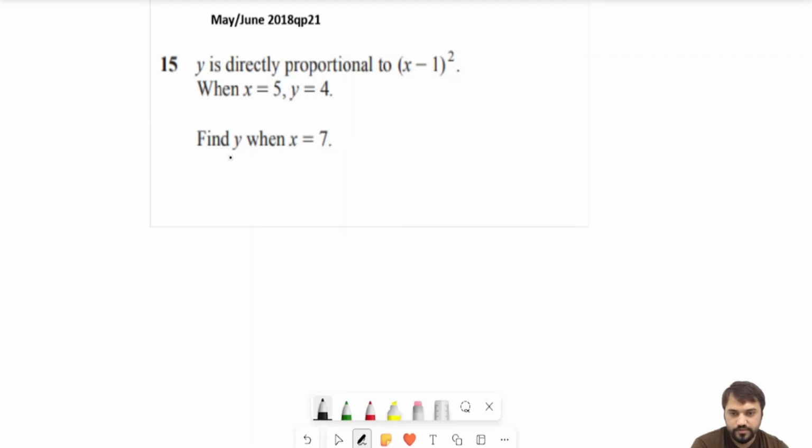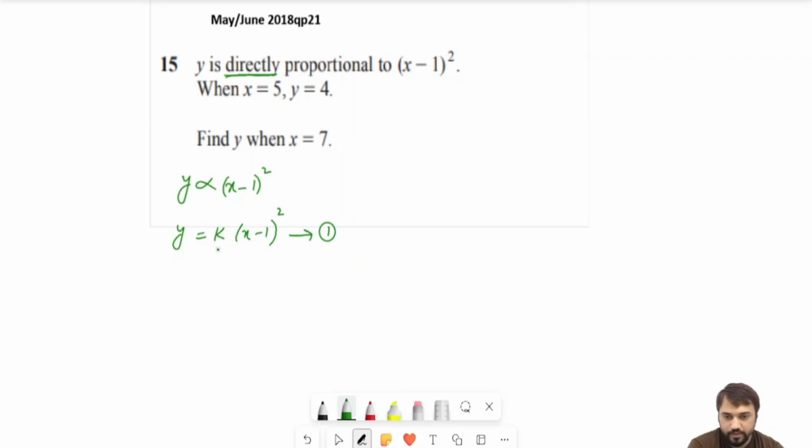The next question in this row is y is directly proportional to x minus 1 whole square, and this question appeared in 2018. So let's get started. So let's solve it. First, convert this statement into mathematical form. Y is directly proportional, y proportional symbol, x minus 1 whole square, not 1 over x minus 1 whole square, because this is the question of direct variation. Y is equal to k times x minus 1 whole square, equation number 1.